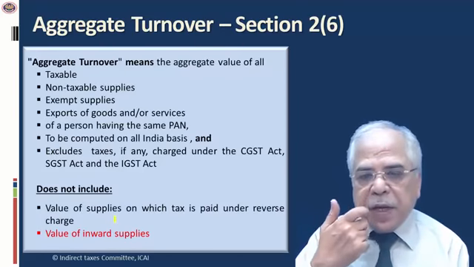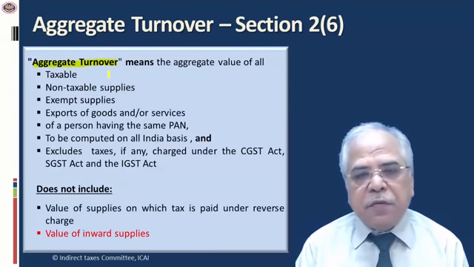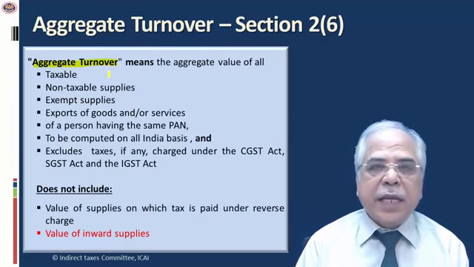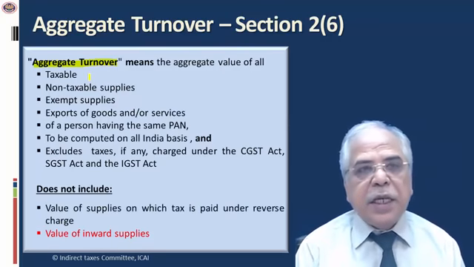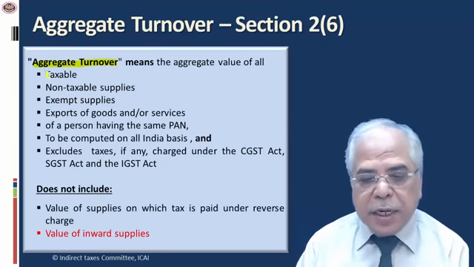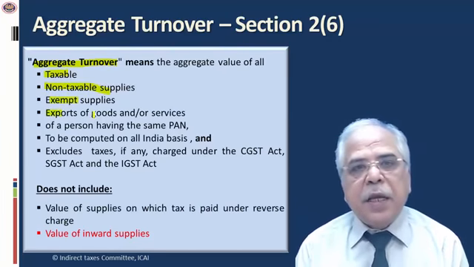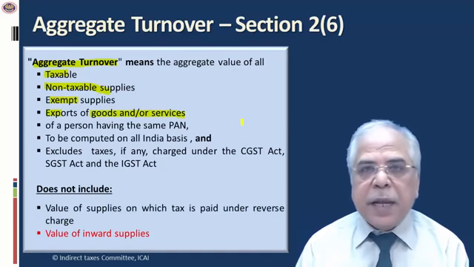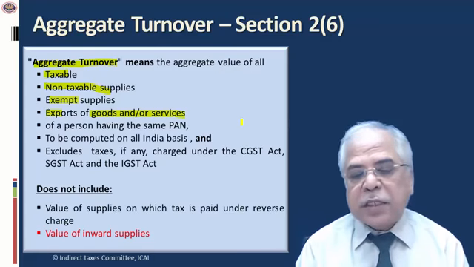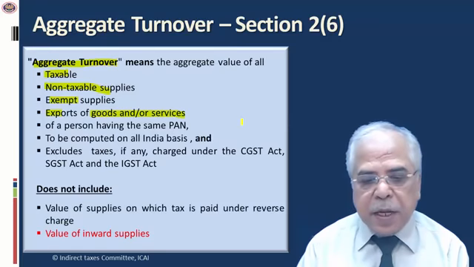Now we'll go to the definition of aggregate turnover, which is really important to understand, because my turnover should not exceed 50 lakh. In fact, aggregate turnover should not exceed 50 lakh. Now, what is aggregate turnover? Aggregate turnover has been defined in an exhaustive manner to mean the inclusion of all taxable, non-taxable, exempt and export supplies. Meaning thereby, if I want to opt for the composition scheme, I have to include my taxable supplies, non-taxable supplies, export of goods, etc. under the same PAN. That means all the offices which I have registered under the same PAN.